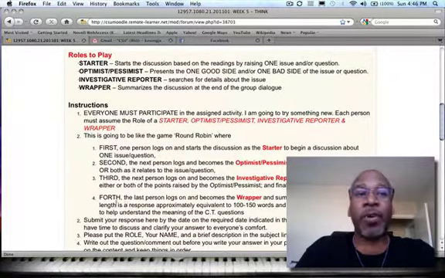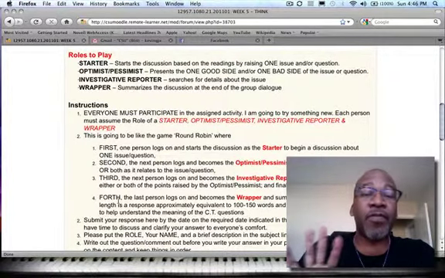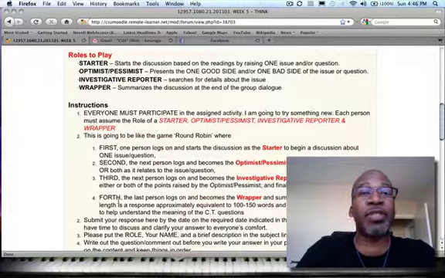And then the fourth person will respond in that forum. And these are four different people. You can't all assume the same role in the same discussion. These are four different persons. The fourth person would be the wrapper, the person that wraps up and summarizes this whole entire discussion.